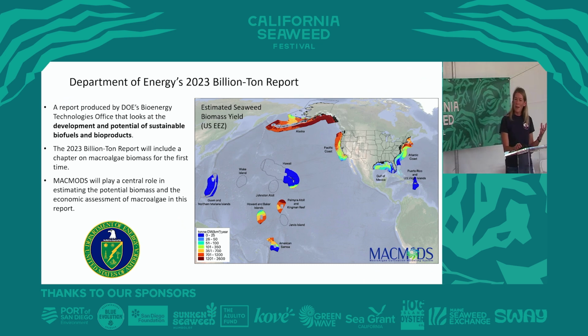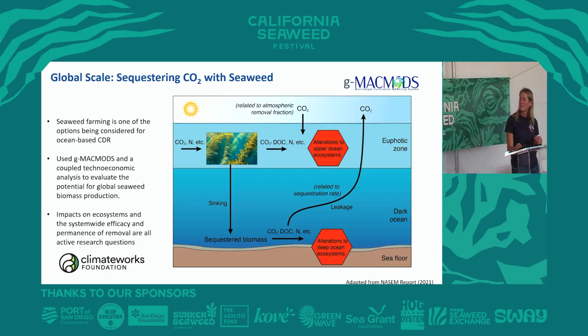The model is also being used as part of the Department of Energy's billion-ton report, which is a report that they put out every few years to estimate different sources of biomass feedstocks for energy, for biofuels. And this is the first year that they're going to be putting a macroalgae chapter in. And of course, there's not a lot of macroalgae being used in biofuels yet. But what they want is some projection of the possibilities. And so we're helping them to get those projections with our model.